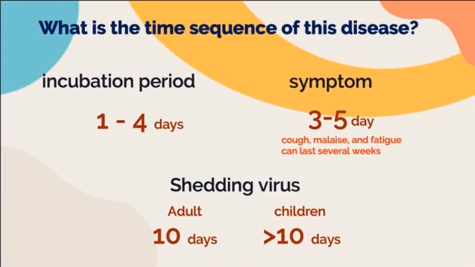The time sequence of this disease. The incubation period of influenza A ranges from 1 to 4 days. These symptoms usually last for 3 to 5 days, although the cough, malaise, and fatigue can last several weeks. Adults can shed the virus for 10 days, but children can shed the virus for longer than 10 days.